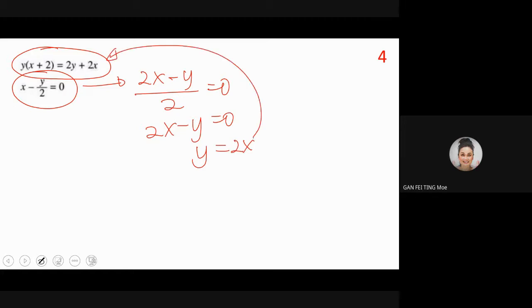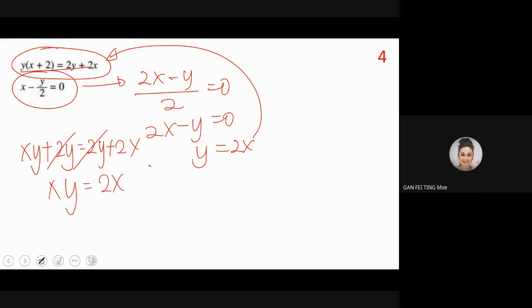And then expand. If you want to expand this one, go ahead because the expansion is easy. So you get xy plus 2y equals, expand easier. What do you see? You see the 2y and the 2y cancel. Finally, you have xy equals 2x. So easy. All right. Then after that, this will be your answer.